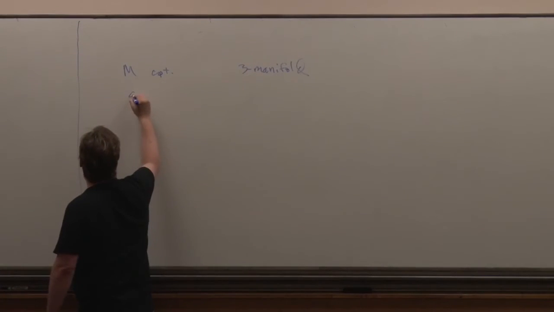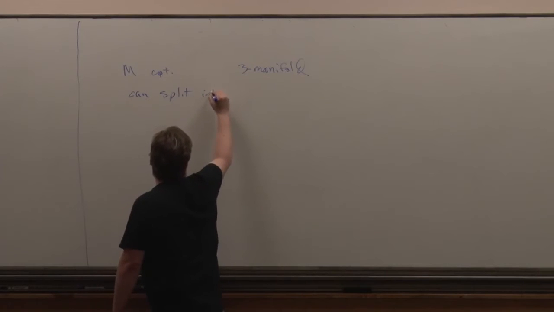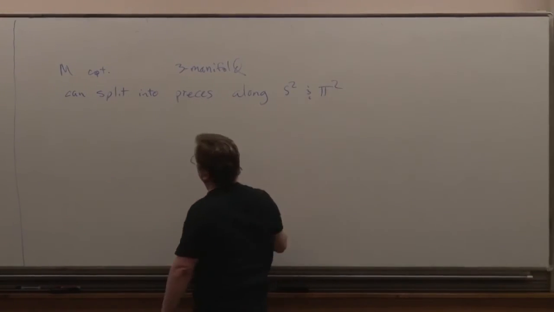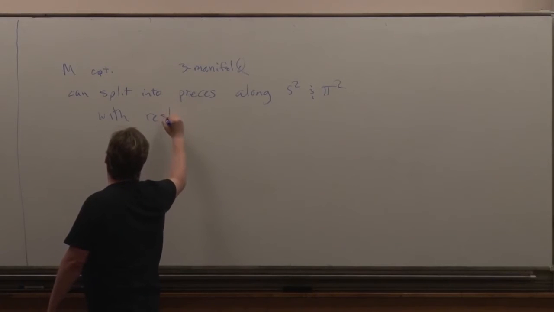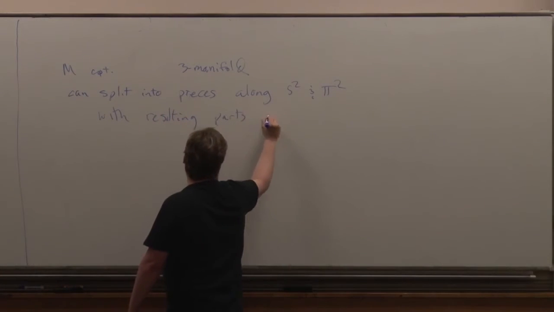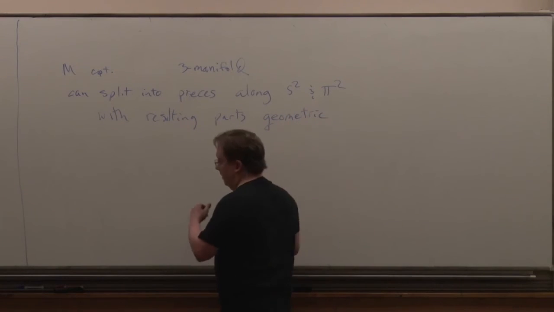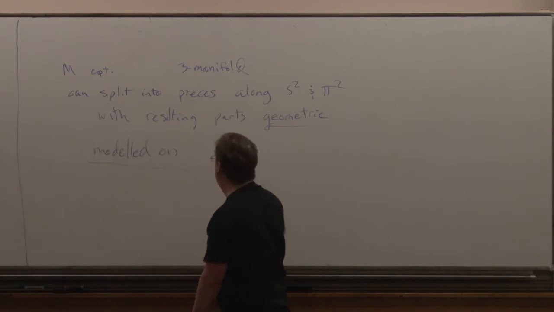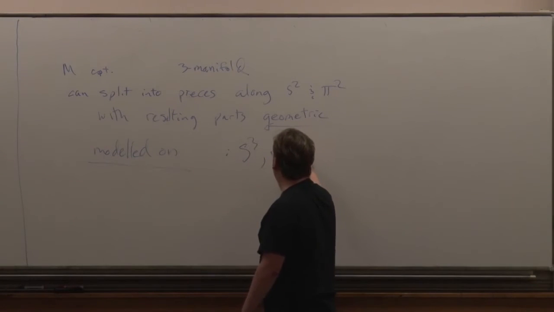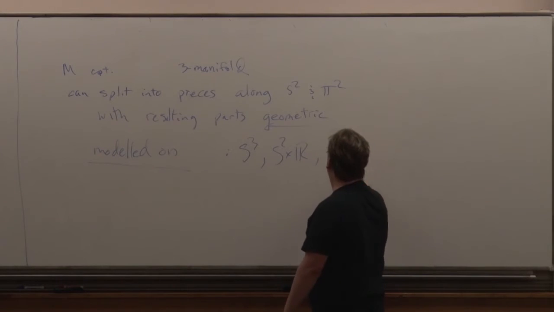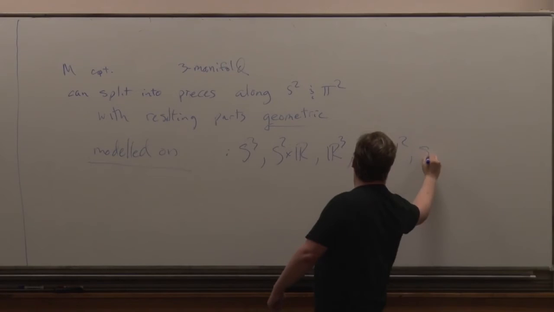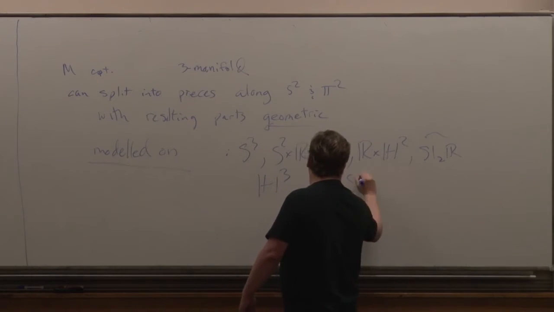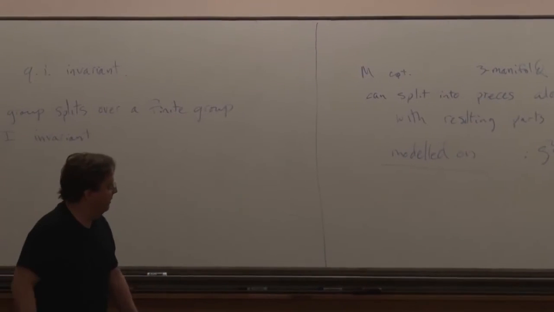Okay. So we can split into pieces. I don't want to go into detail here along S2 and T2 with the resulting parts geometric, okay, which here means modeled on, and I'm sure I'm going to leave one of these out, S3, S2 cross R, R3, R cross H2, SL2R tilde, H3, nil, and sol. Okay, so yes, the count is right.